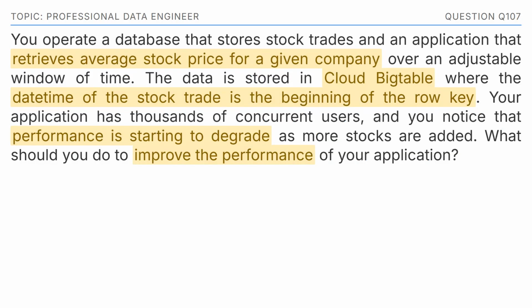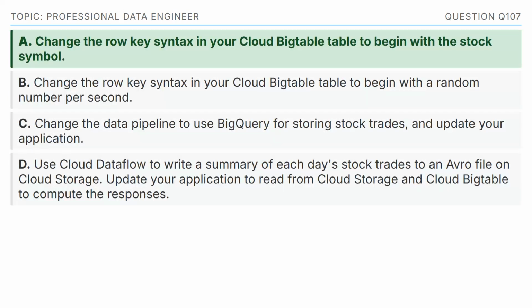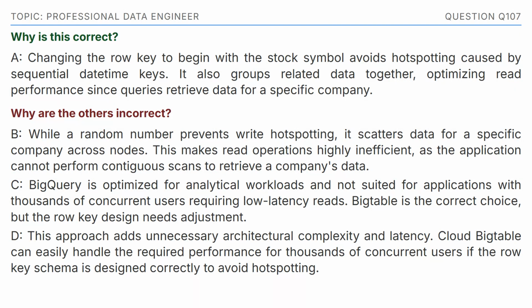To arrive at the correct answer, we focus on the keywords. Retrieves average stock price for a given company, Cloud Bigtable, date time of the stock trade is the beginning of the row key, performance is starting to degrade, improve the performance. The correct answer is option A, change the row key syntax in your Cloud Bigtable table to begin with the stock symbol. Why is this correct?